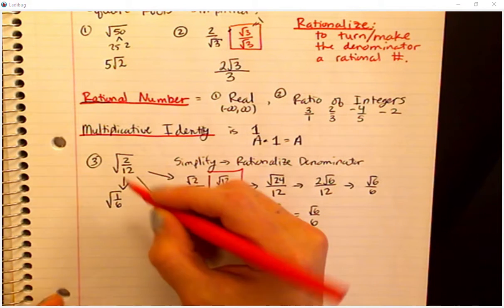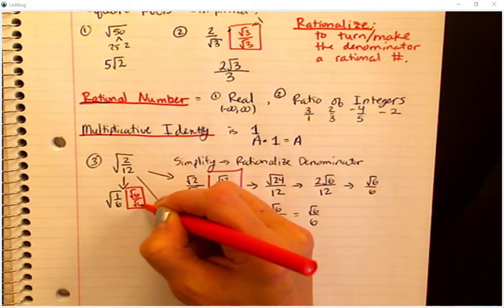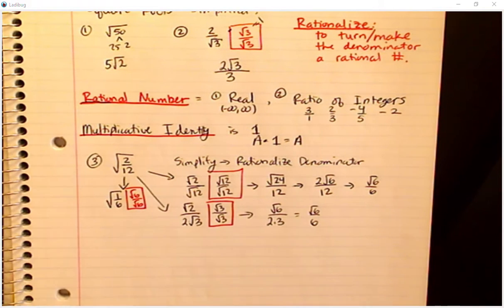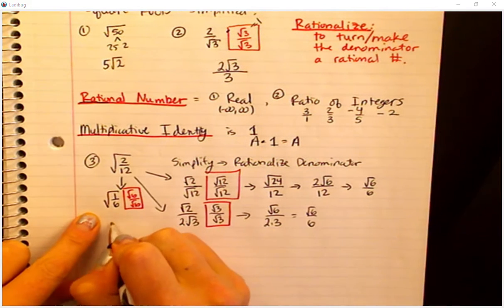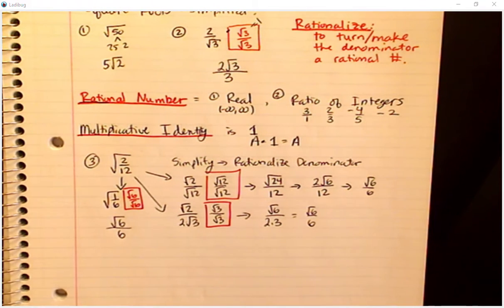And then, yeah, go grab a piece. This is what I would have done. I would have seen the 2 and 12, and I would have automatically said 1/6. None of the other methods are wrong, guys, but it's how much writing are you going to do and which numbers are easier to work with. Okay, so root 6 over 6.